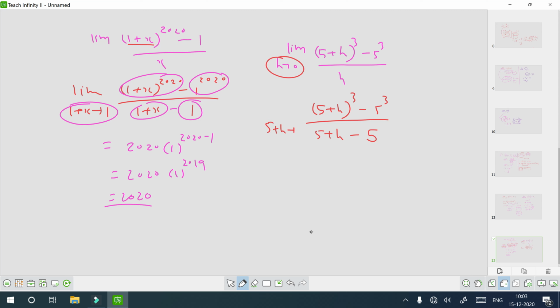So 5 plus h also tends to 5. So variable raised to n minus constant raised to n gives 3 times variable raised to 3 minus 1. So 3 into 5 square. So 5 square comes out 25, times 3 comes out 75. Yes or no? Yes.